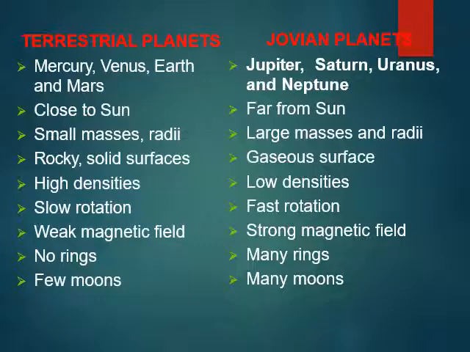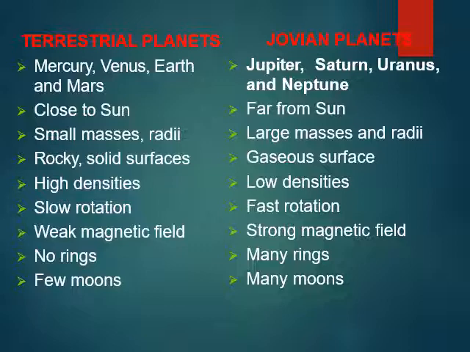Let us see some differences between terrestrial and Jovian planets. Mercury, Venus, Earth and Mars are terrestrial planets. Jupiter, Saturn, Uranus and Neptune are the Jovian planets. Terrestrial planets are close to the Sun. Jovians are far from the Sun. Terrestrial planets have small mass and small radii. Jovian planets have large mass and large radii.